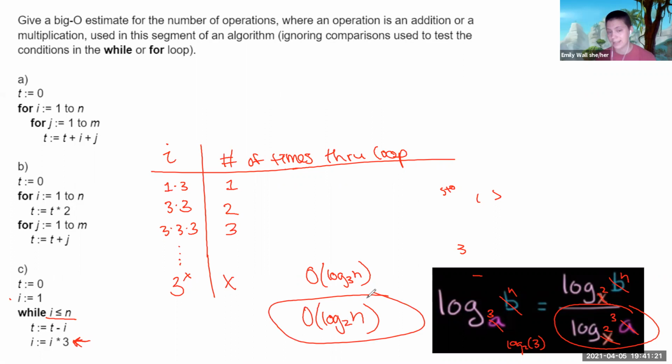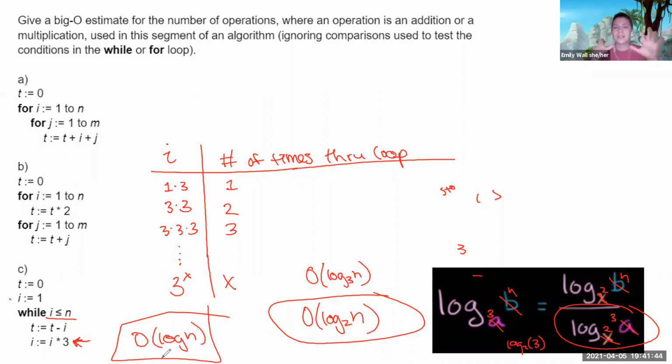In computer science, we use log base 2. Final answer, log base 2 of n. Though actually, since the base doesn't matter, you often will see written places. This is just logarithmic time. The complexity is log n.